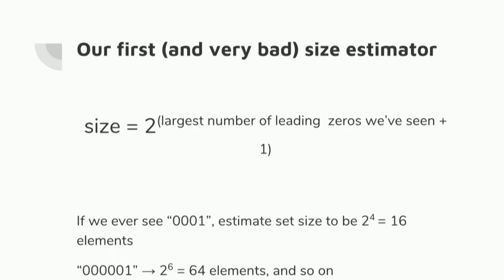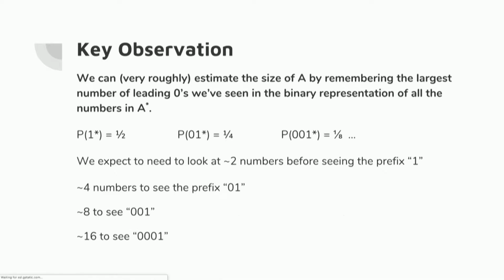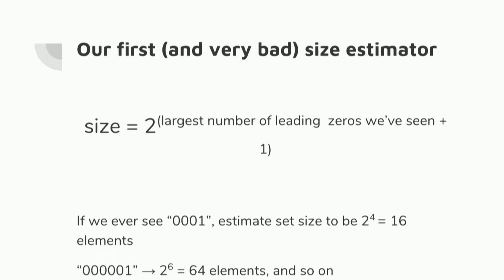So, how are we going to use this sketch? Let's just estimate that the size of the data set we've looked at is 2 to the largest number of leading 0s plus 1. This comes from the earlier slide, where you expect to have to look at 8 elements before you see something that has 2 leading 0s. So if the biggest number of leading 0s we see is 2, let's guess that the number of things we've looked at is 8. If the biggest number of leading 0s we see is 3, let's guess that the number of elements we've looked at is 16. So basically 2 to the number of leading 0s plus 1.